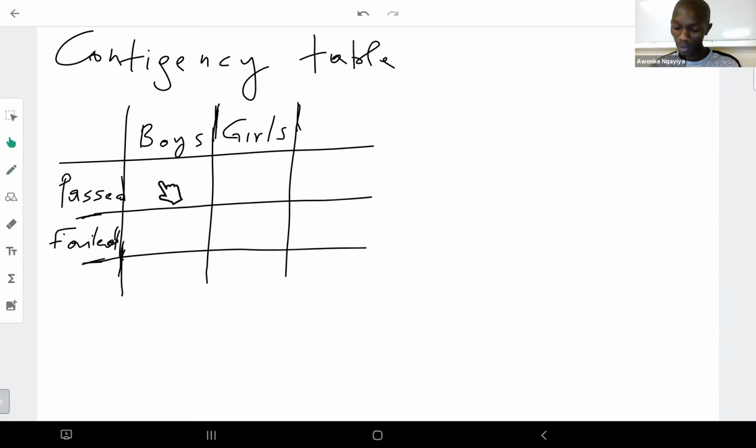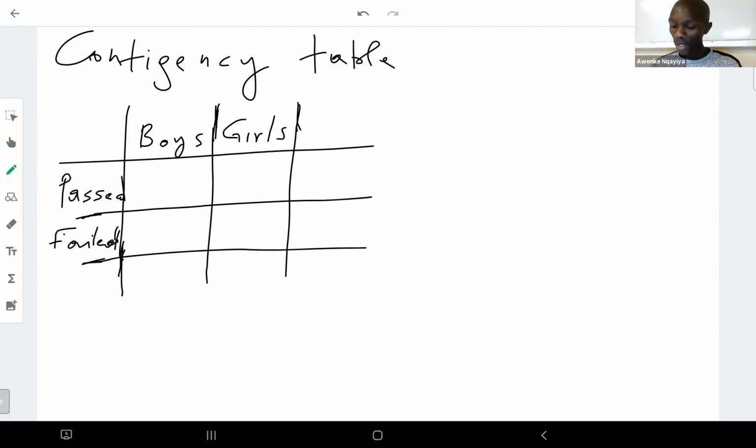The first column is about boys that are in your class. The second column is about girls that are in your class. The first row is about learners that passed the test. The second row is about learners that failed the test.